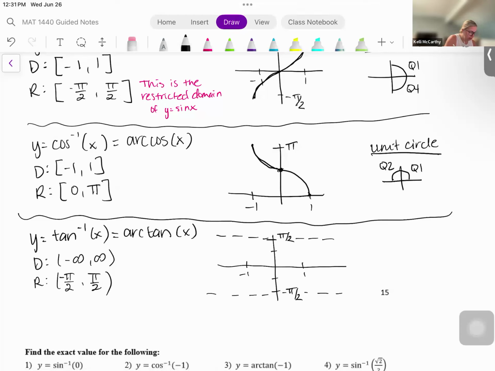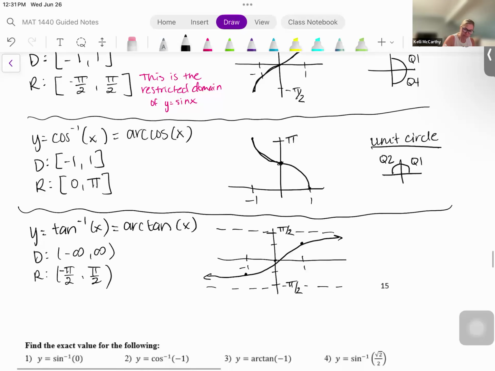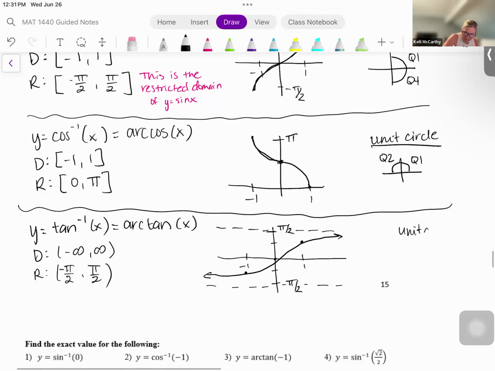Inverse tangent of -1 is going to be negative pi over 4. Inverse tangent of 0 is 0. Inverse tangent of 1 is going to be pi over 4. So we have a graph that looks very similar to what a cube root function would look like, bounded between two horizontal asymptotes. In terms of the unit circle, again, since the output of inverse tangent is going to be between negative pi over 2 and pi over 2, that output is going to be either an angle in Q4 or in Q1.